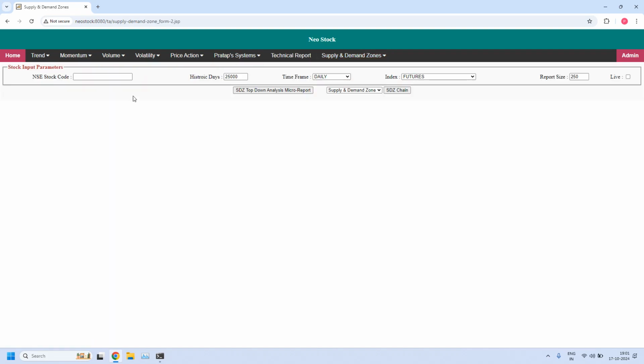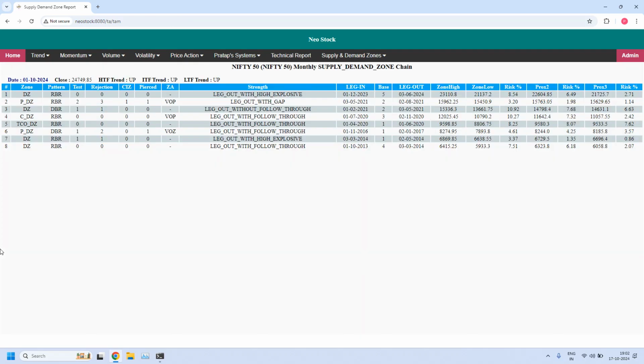Next we will generate NIFTY and BANKNIFTY supply demand zone chain starting from monthly time frame, generating NIFTY supply demand zone chain for monthly time frame. Always look into the zone column to find the high liquidity zones. Look into the pierced column to find if any zones are pierced, and also look into the LTF trend, which is the trend of the current time frame you have selected. This is the way you have to understand the remaining reports.